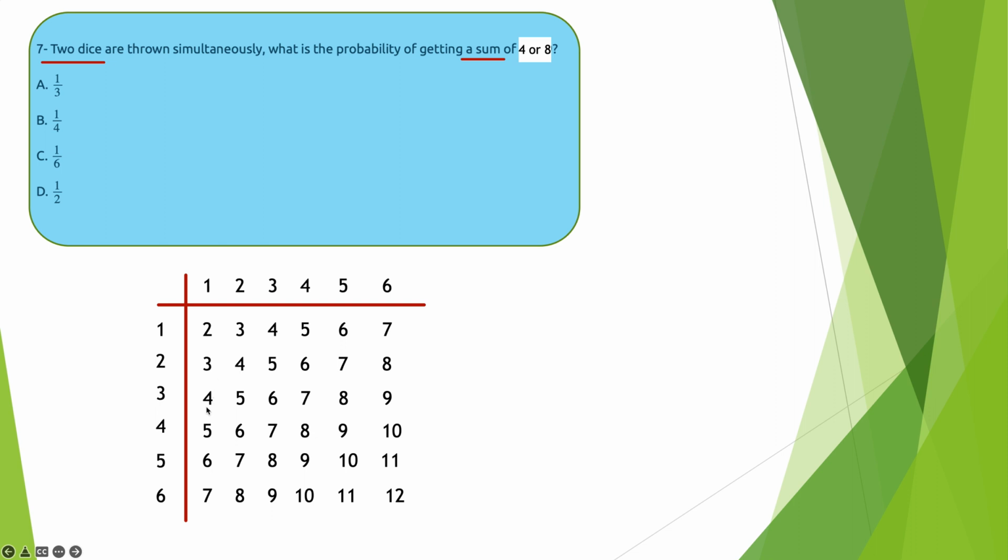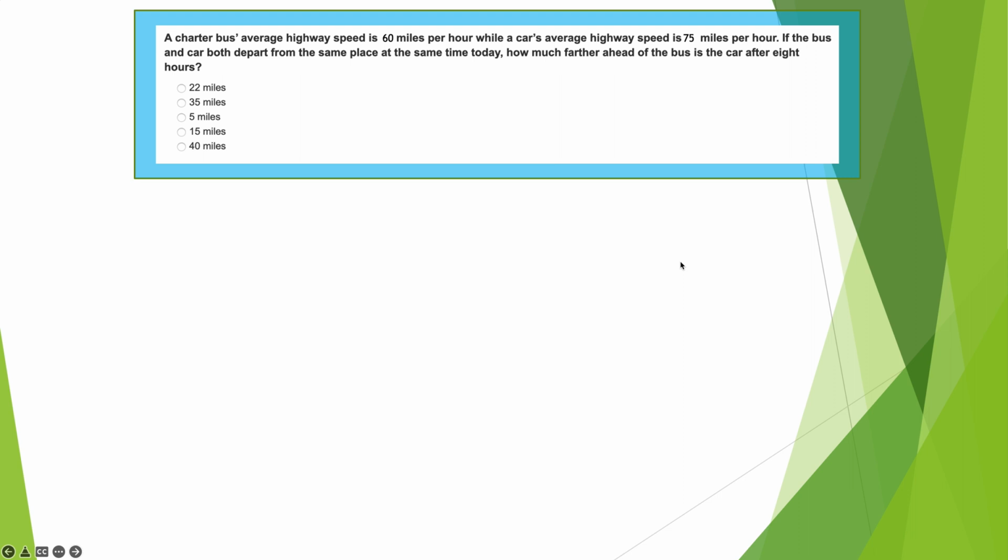So there's 4. Remember, the sums are only between the red lines. So there's 3 4s, and there's 5, 6, 7, 8, 9 when you add in the 8s. No. Hold it. 1, 2, 3, 4, 5, 6, 7, 8. There's a total of 8 4s or 8s. So we get 8/36 because there's 36 possible outcomes. That's how many there are between the red lines. And 8/36 reduces to 2/9.